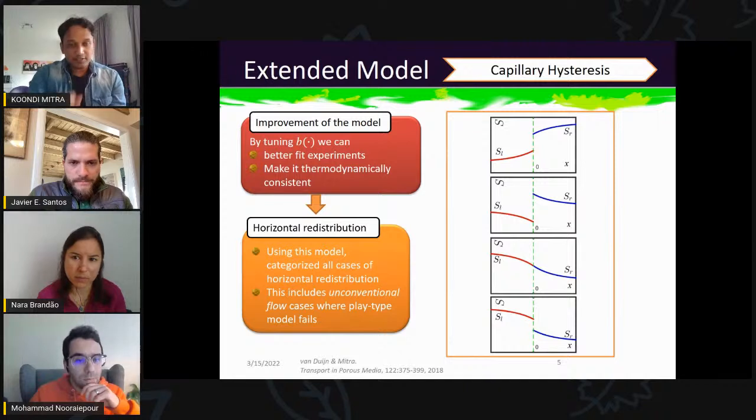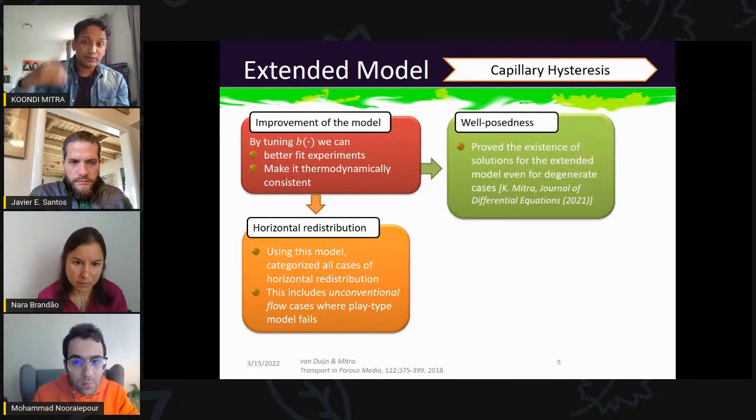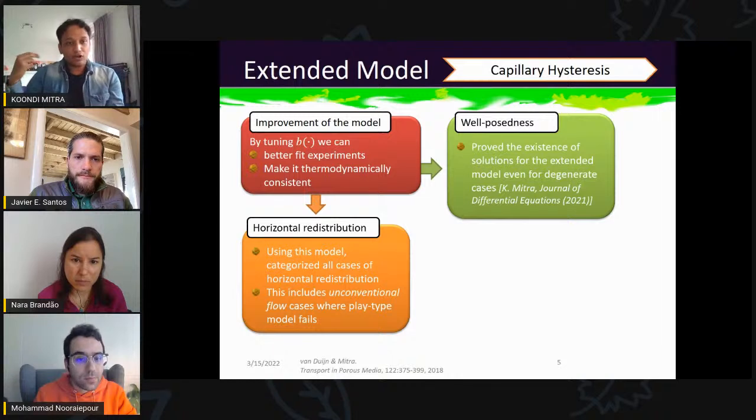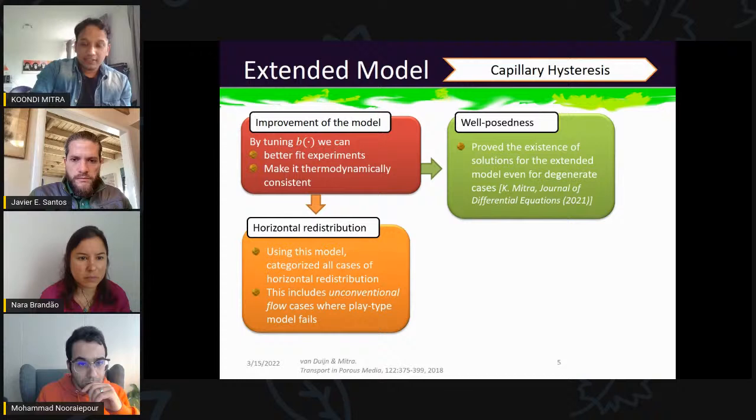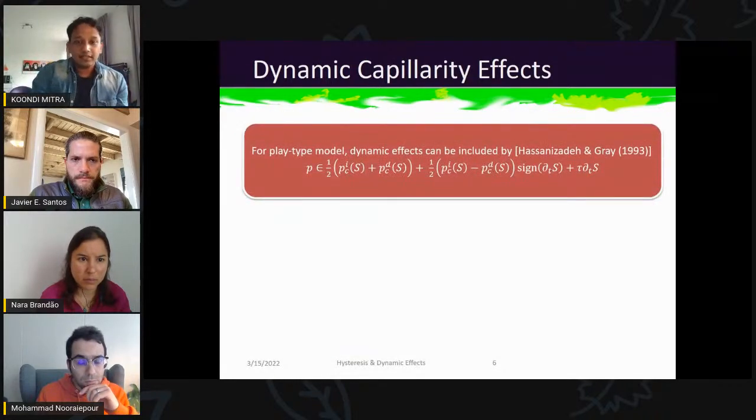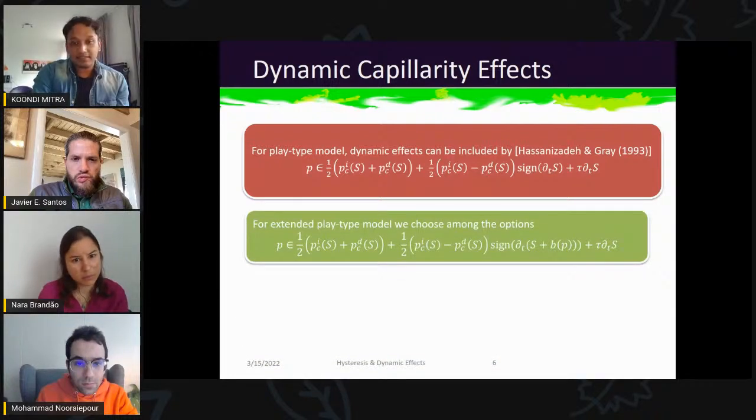Now this result was published in this paper below, but we went one step further and proved that there will always exist a weak solution for this model, even in degenerate cases, which puts this model on firm, rigorously mathematical grounds, right? So this result is published in this paper. Now, if you want to further incorporate the effect of dynamic capillarity, then we need to extend the hysteresis model by adding this tau dTs term, which was first proposed in this paper by Hassanizadeh and Gray. We can do the same. So this is for the plate type hysteresis model, but we can do the same for the extended plate type model by also adding this tau dTs term.